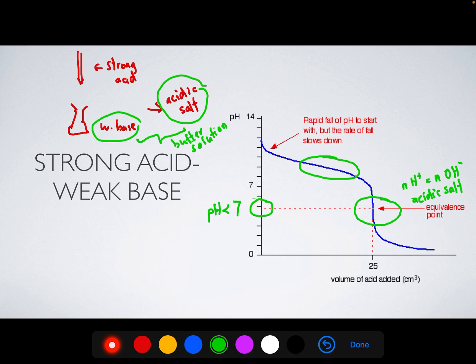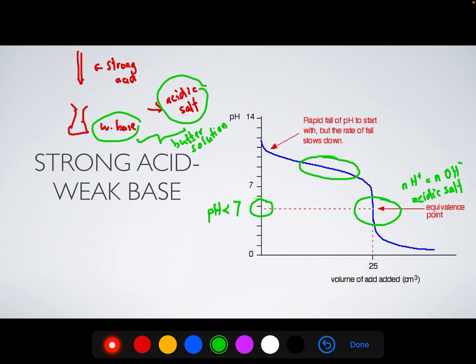So oleh kerana dia menghasilkan H plus, maka pH dia akan less than 7. So dia bukan neutral at pH 7 macam kita punya strong acid and strong base tadi. Okay? Sebab strong acid and strong base tadi, dia punya garam tu ialah neutral salt. Yang ini garam dia ialah acidic salt. So pH dia ialah less than 7.